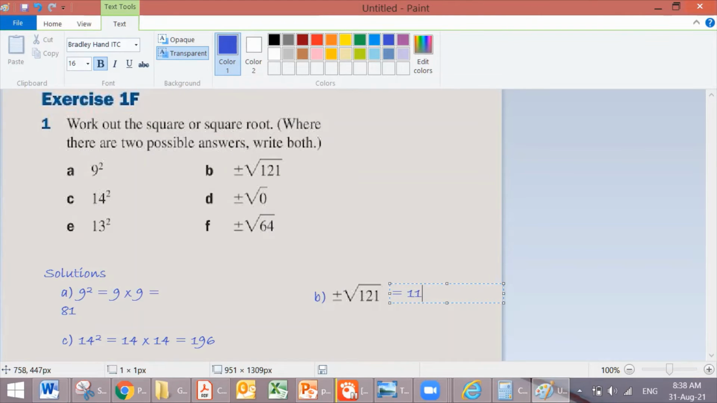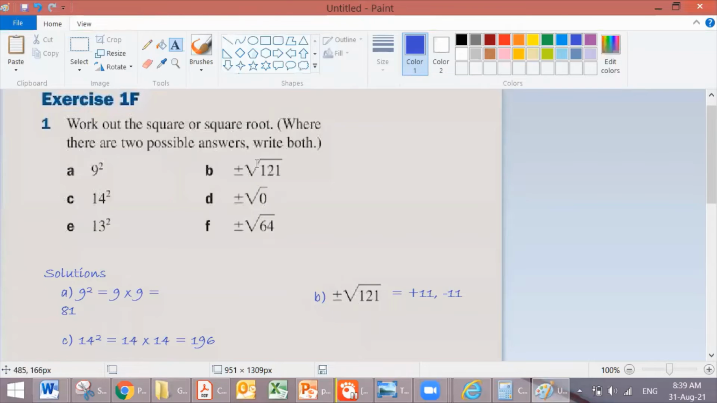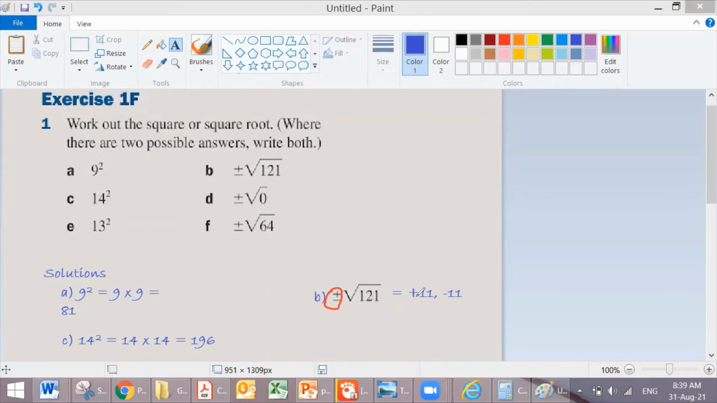So you know that we have to write it in the form of two answers, because the question says there are two possible answers. So we will write both answers, plus 11 and minus 11. Okay, so you can also write it in the form of the plus minus sign notation. As you can see here, plus minus, so your answer will be like this, plus minus 11. In this form you can also write your answers.